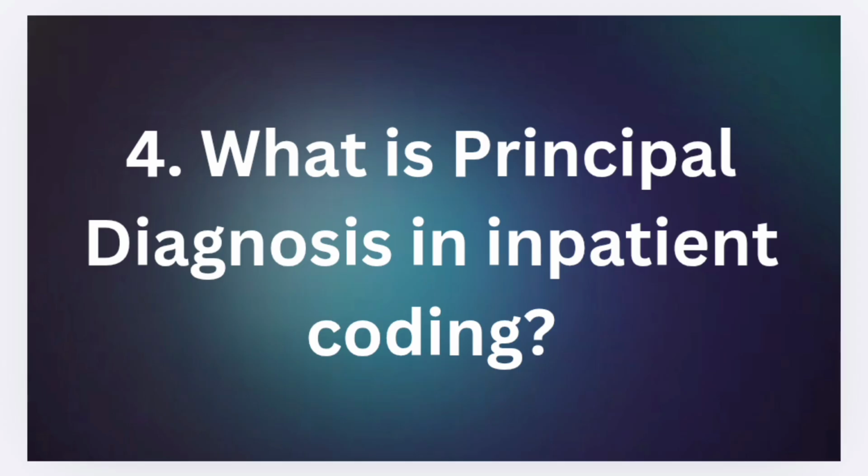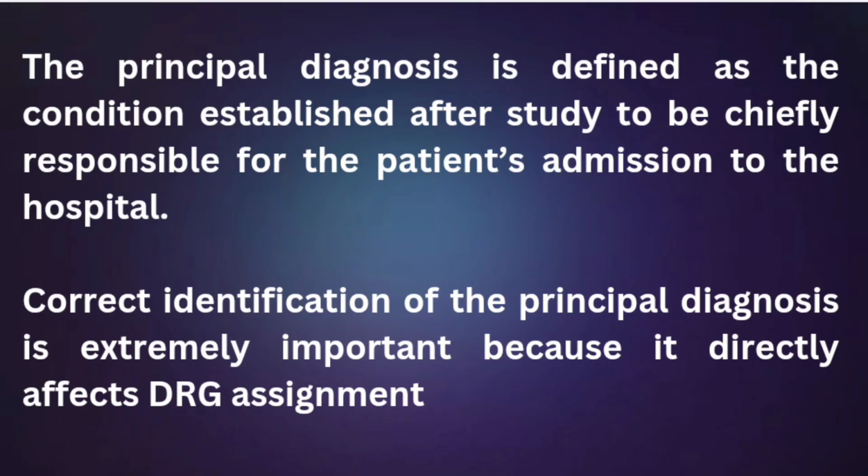Okay. Next, what is the principal diagnosis in inpatient coding? So the principal diagnosis is defined as the condition established after study to be chiefly responsible for the patient's admission to the hospital. Correct identification of principal diagnosis is important because it directly affects the DRG assignment. So the principal diagnosis identification and sequencing is very important in the DRG coding system.